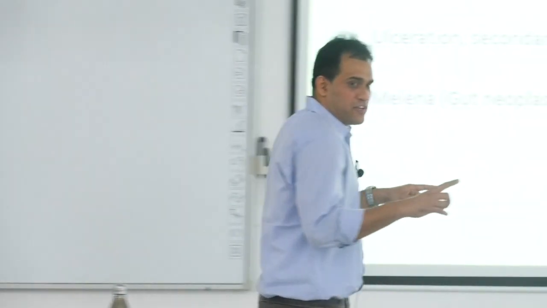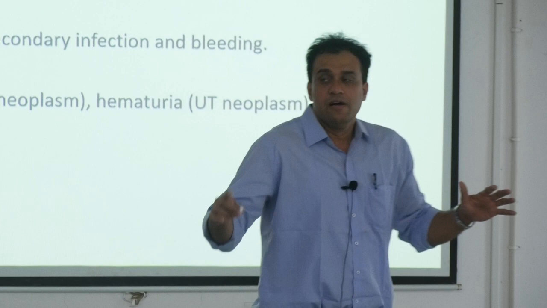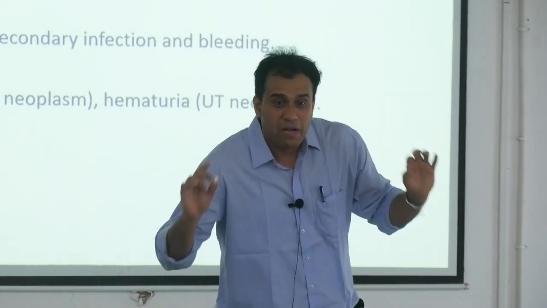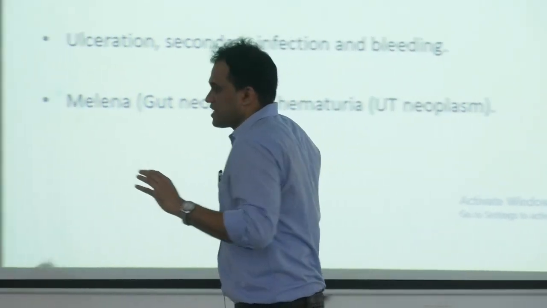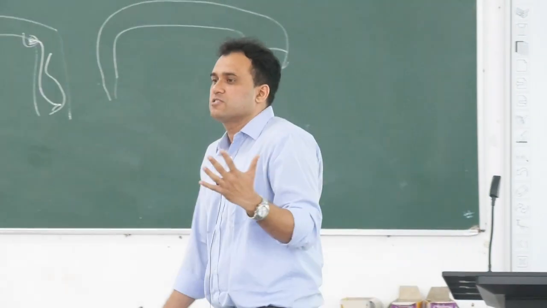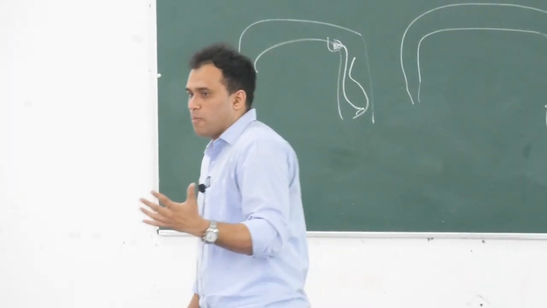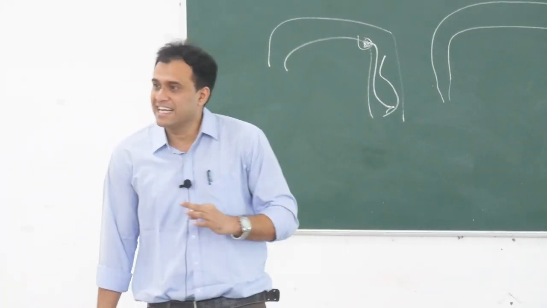That is, there's a triad. There's a triad, like the cardinal features of inflammation, these are cardinal features of RCC. And out of those three features, the most important is blood in the urine, hematuria. Hematuria is very common in case of urinary tract neoplasm. I've written urinary tract neoplasm, but in which urinary tract neoplasm is it more common? RCC, renal carcinoma, means cancer of the kidney.